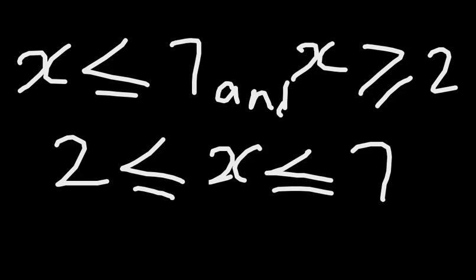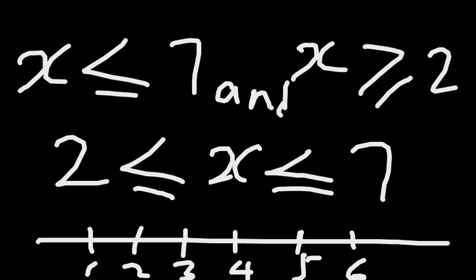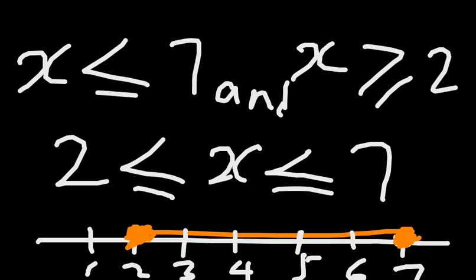So on our number line graph, we're going to have this. We're going to have 1, 2, 3, 4, 5, 6, 7. On our number line graph, we're going to have closed circles this time around. A closed circle at 2, a closed circle at 7. I will draw a line across. So our x is in between 2 and 7, and 2 and 7 are inclusive. All right.